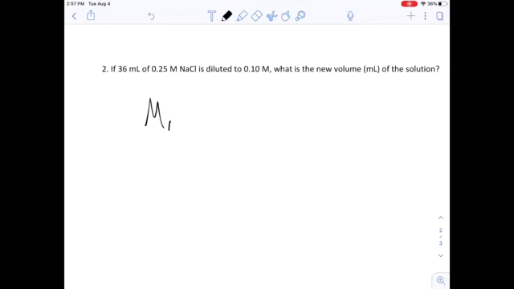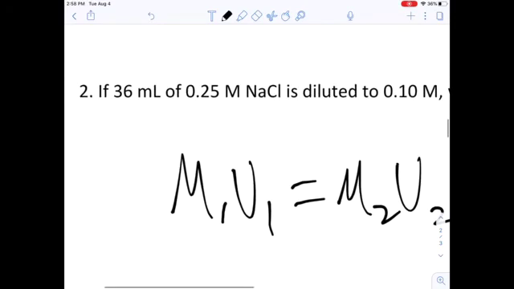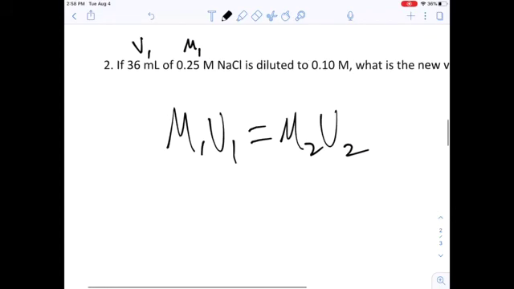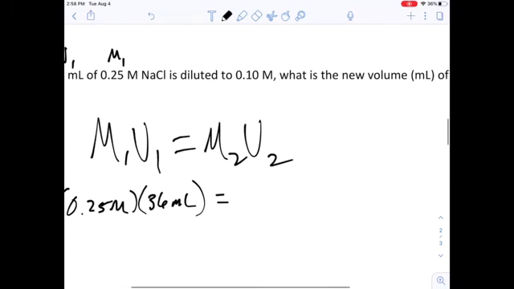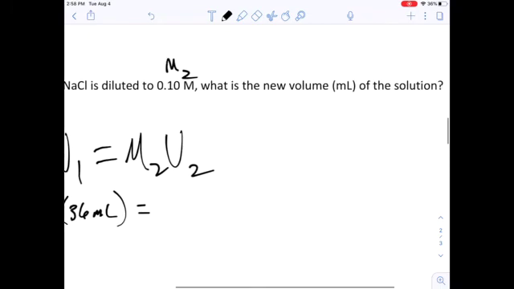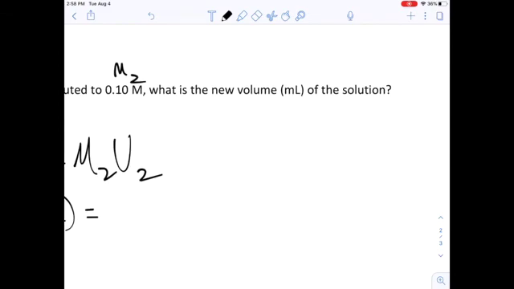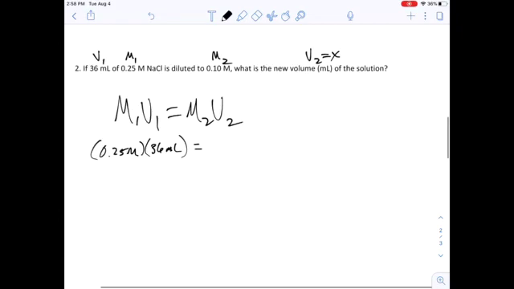So number 2 here is no different than the other ones. We're going to have a dilution problem, so it's an M1V1 equals M2V2 kind of situation. Let's go through and identify what's what. This here is clearly my V1 because it's the first one that I saw, and that's clearly my M1. So coming down here, that's going to be 0.25 molarity times my 36 milliliters. And then that is going to be equal to my M2, which is what they gave me. And it wants to know what the new volume of the solution is. So that's my V2, which is clearly my X.